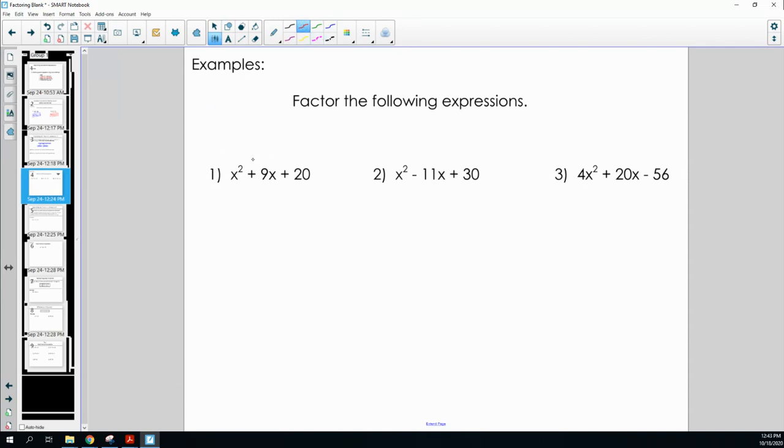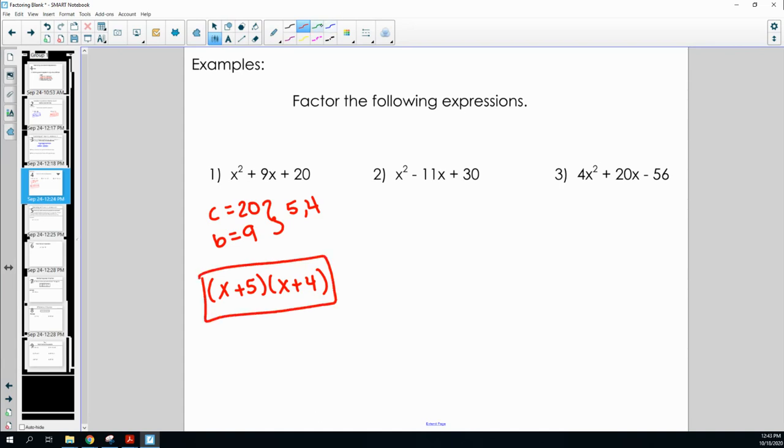So here we look at number 1, right? The a value is 1. Oops. So we have to look at the c term. So here we know that c is equal to 20 and b is equal to 9. So we want to come up with two numbers that will multiply to 20 and add to 9. So those two numbers would be 5 and 4, since 5 plus 4 is 9, and 5 times 4 is 20. Since my a value is 1, I can just write my factors as x plus 5 and x plus 4, fully factored.